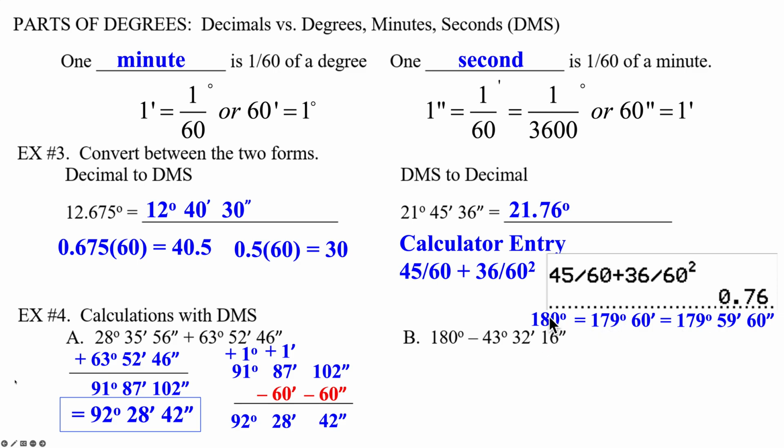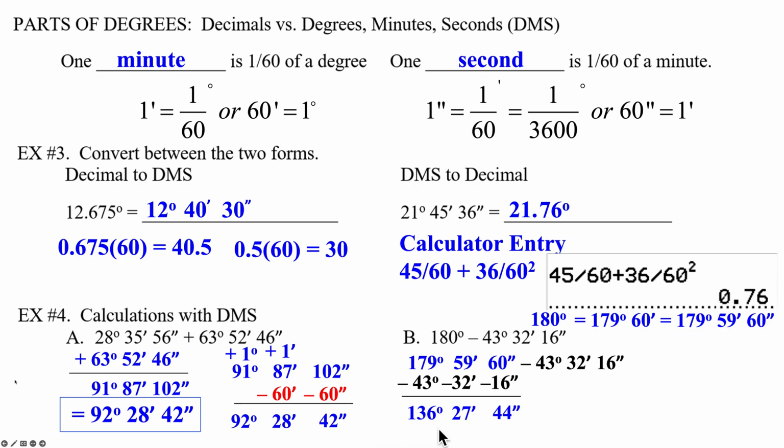So whenever you need to borrow a degree, you'll always end up with these two values once you subtract off a degree. So we'll replace the 180 with our new value, line up our minus 43 degrees, minus the 32 minutes, minus the 16 seconds, and we subtract. So 60 minus 16, 44 seconds. 59 minus 32 gives me 27 minutes. 179 minus 43 gives me 136 degrees. So there's my final answer.